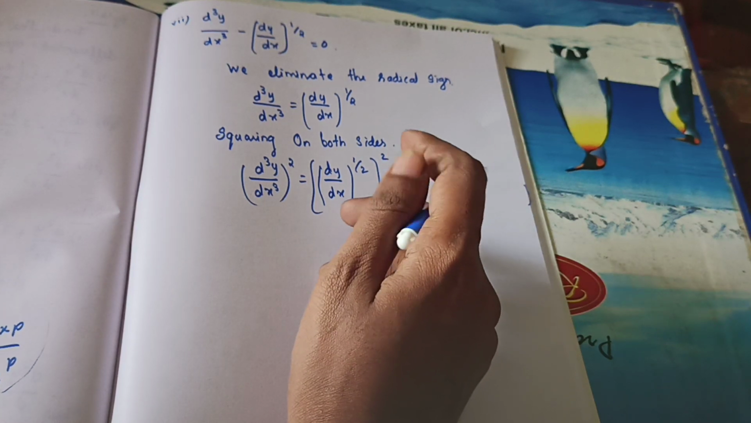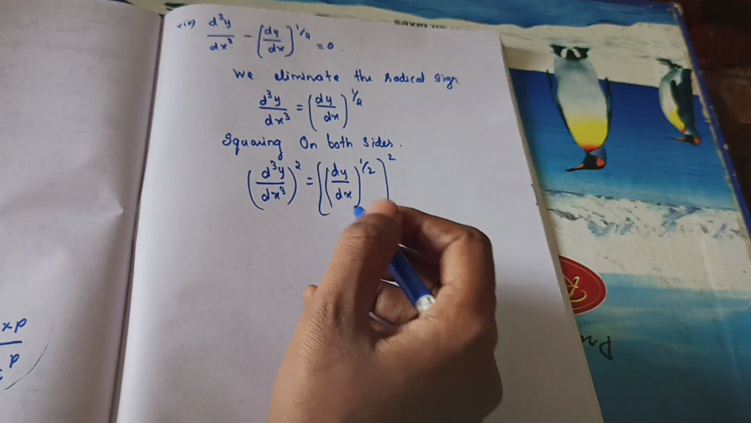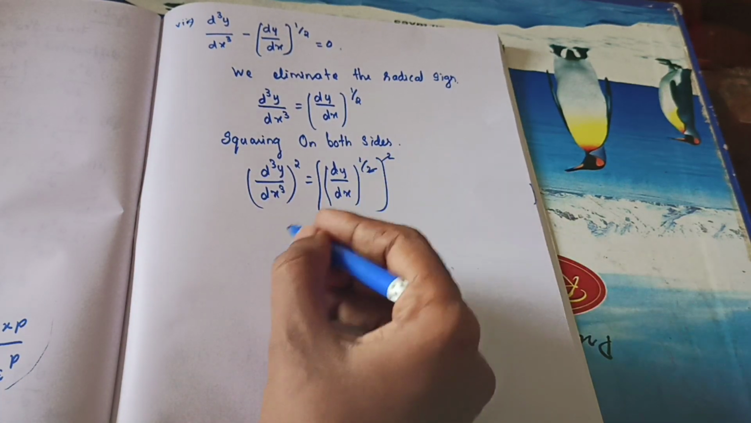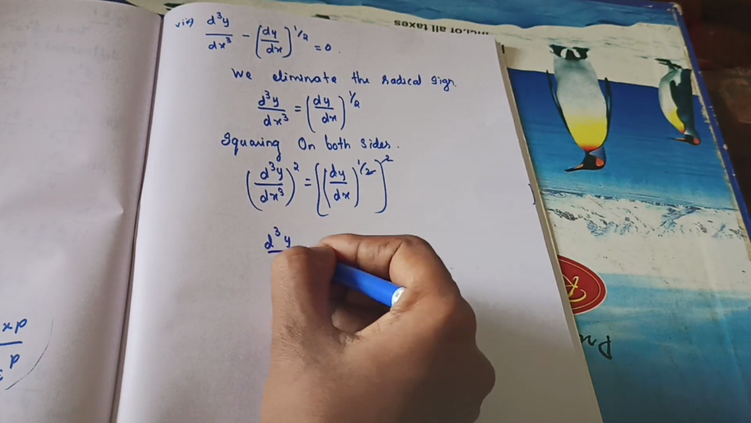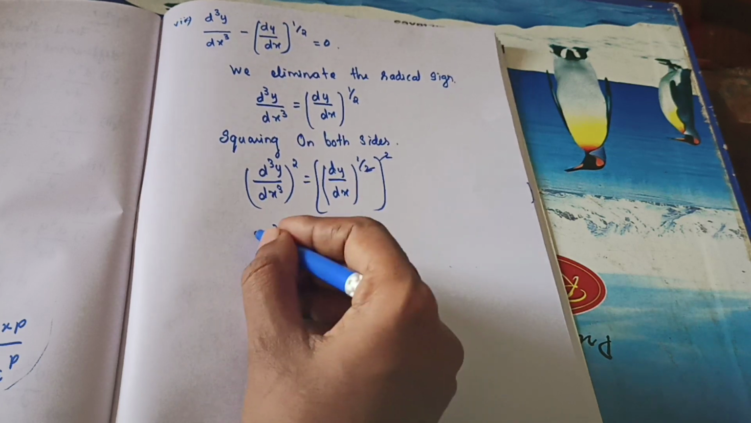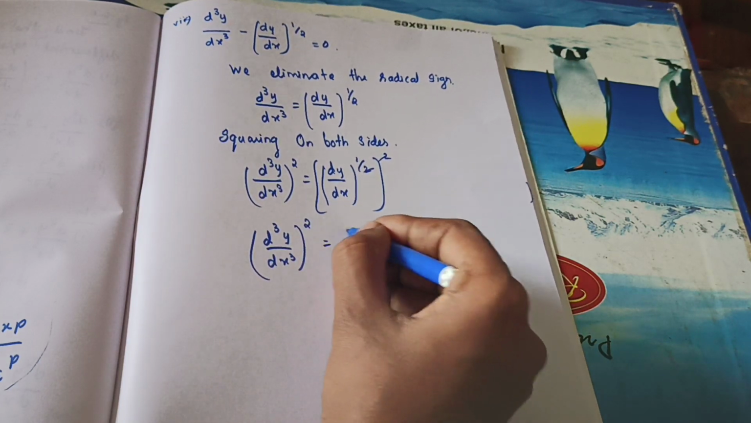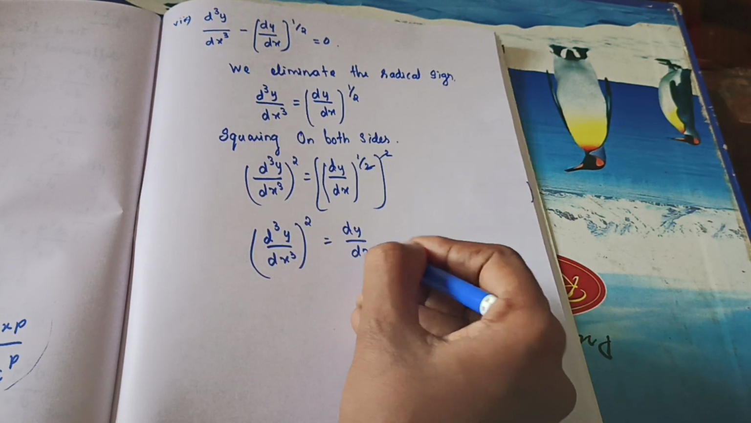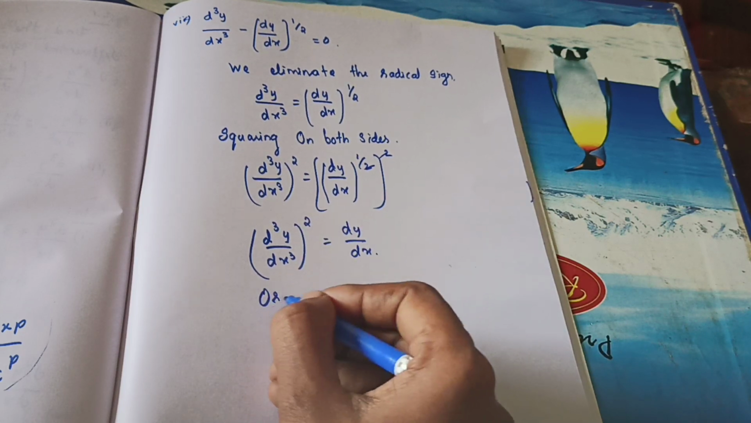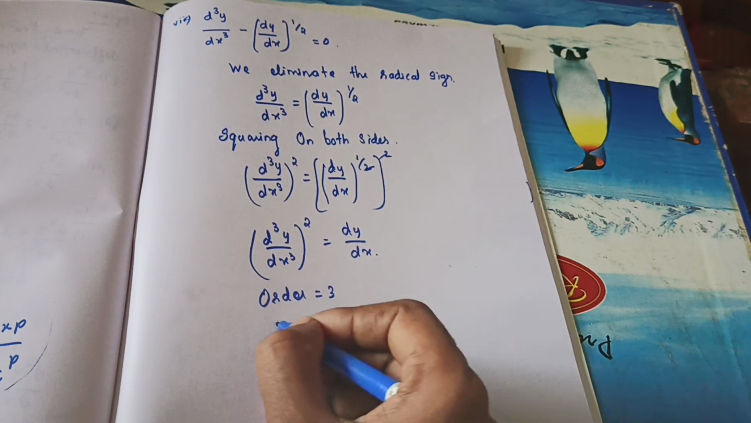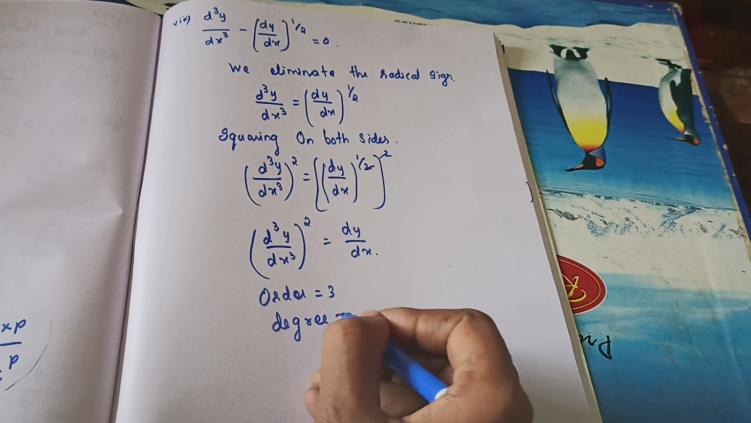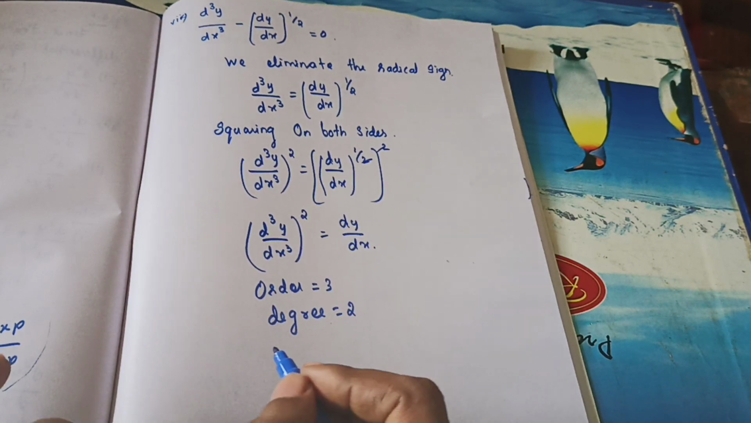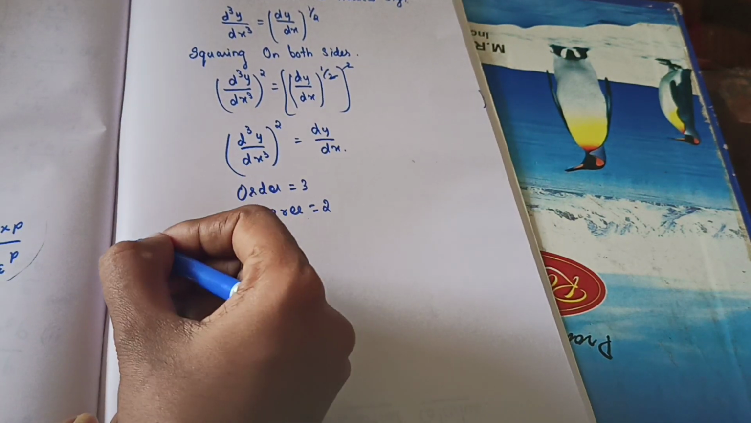Okay, I think it's the sixth Roman, is it right? Okay. So this 2 and 2 will get cancelled. So what's the balance? d cube y by dx cube the whole power 2 equal to dy by dx. So what's the highest order derivative here? Order equal to 3. What's the degree? What's the power? Power equal to degree equal to 2. Understand? Okay, last one.